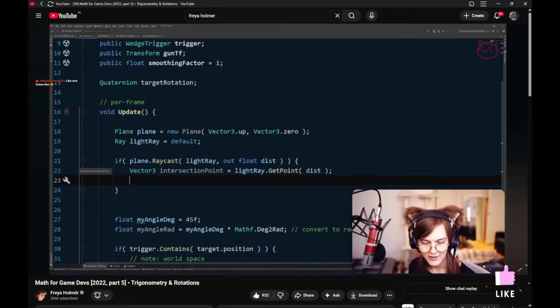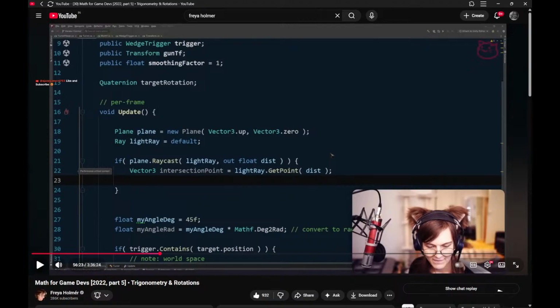Then I think we're ready to talk about sine and cosine. Sine is equal to perpendicular by hypotenuse, and cosine is equal to base by hypotenuse.